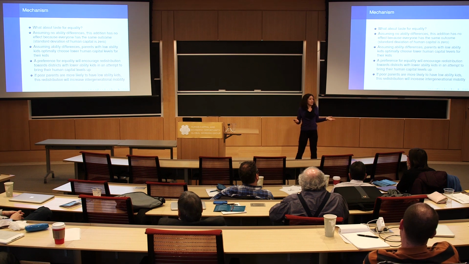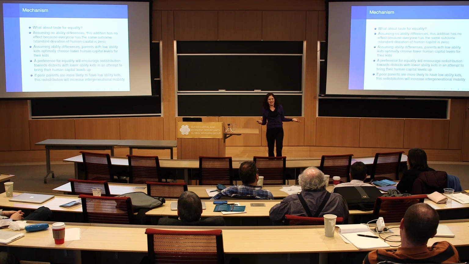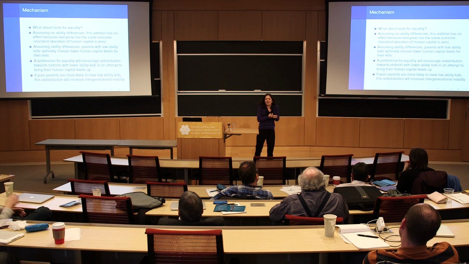But if you don't have ability differences, taste for equality isn't going to do anything because everybody's going to be the same. So the standard deviation is going to be 0. But if you add this in, basically what's going to happen is, how can we make the rank slope go down? The one way to do it is to overinvest in low ability guys. Those are the people who are going to have a lower human capital outcome, so there's going to be that incentive.